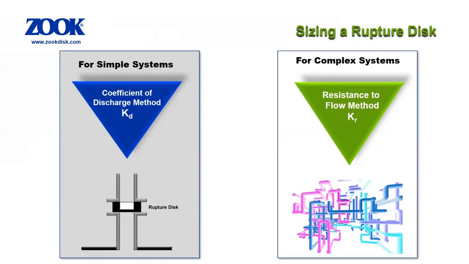The second sizing method is resistance to flow and differs from coefficient of discharge because it considers all piping components in the relief system. The Kr value of each component is added to develop a total K value for the system. The system K is then used to calculate the capacity of the entire relief system. Sounds simple, but a complete knowledge of the full relief system is a must. Typically, this method is used when the coefficient of discharge method does not apply.